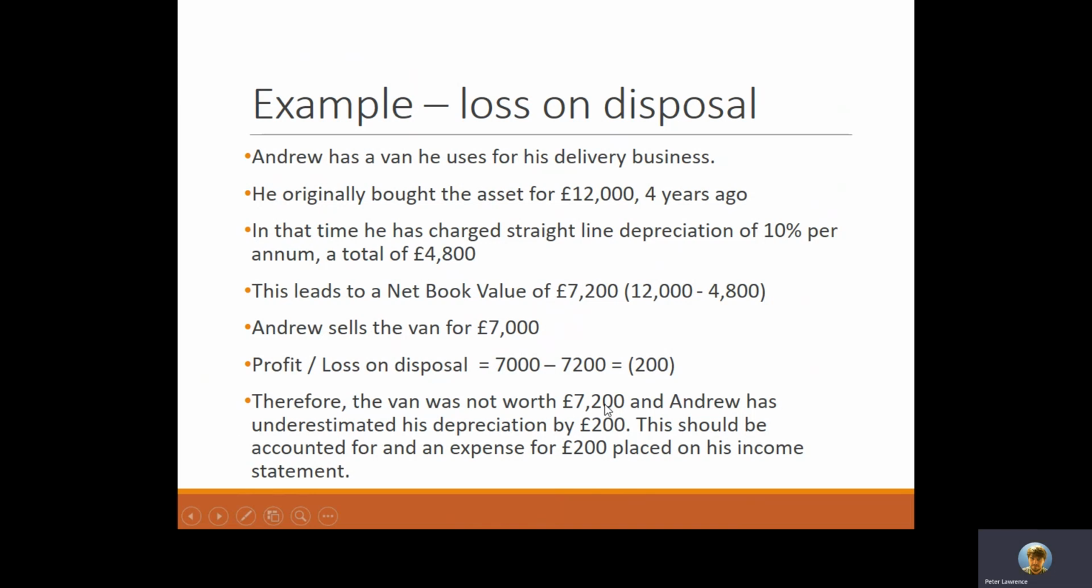So we thought the van was worth £7,200, but as it was only worth £7,000, we have underestimated our depreciation by £200. Over the 4 years, we should have charged £200 extra worth of depreciation, because that's how much value we've lost on the asset. We've actually lost £5,000 worth of value, not £4,800. So we would have to account for that extra £200 by putting it on the income statement as an expense.